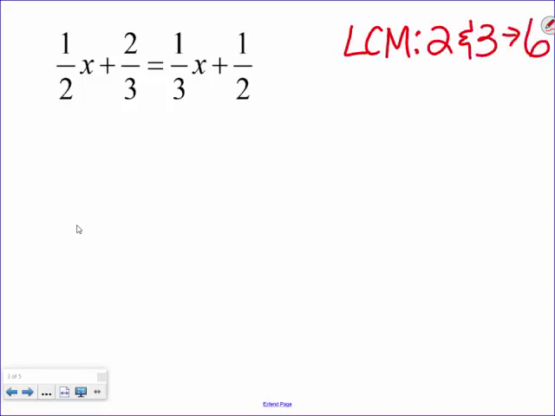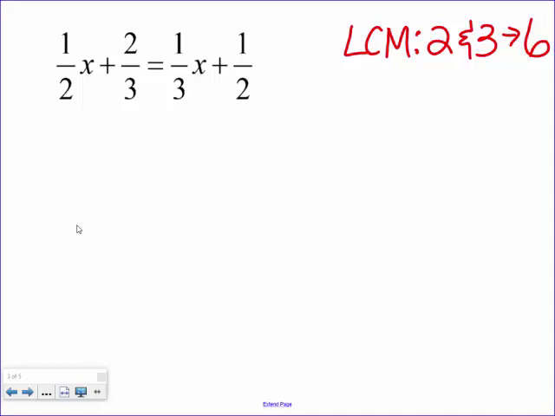6. Does everybody understand how it's 6? Because 2 will go into 6 and 3 will also go into 6. Okay, and it's the smallest number. What's another number that they both will go into, but it's not the smallest? 12 or 24 or 18. All of those are common multiples, but 6 would be the least common. Does that make sense?